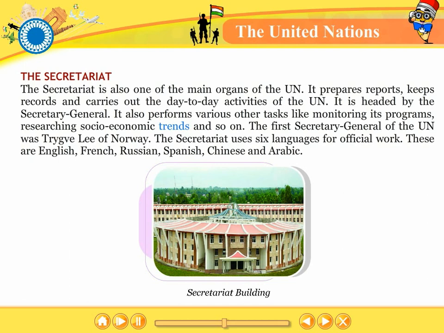The Secretariat. The Secretariat is also one of the main organs of the UN. It prepares reports, keeps records, and carries out the day-to-day activities of the UN. It is headed by the Secretary General. It also performs various other tasks like monitoring its programs, researching socio-economic trends, and so on. The first Secretary General of the UN was Trygve Lie of Norway. The Secretariat uses 6 languages for official work. These are English, French, Russian, Spanish, Chinese, and Arabic.